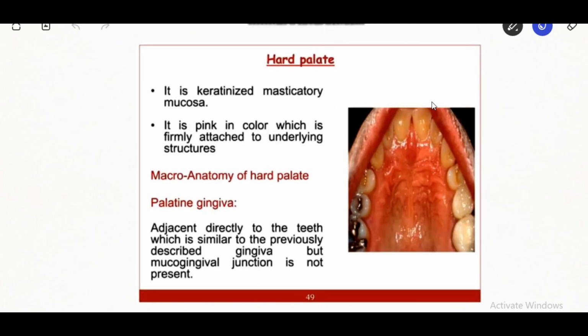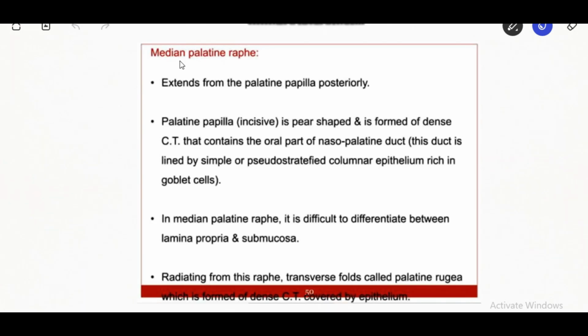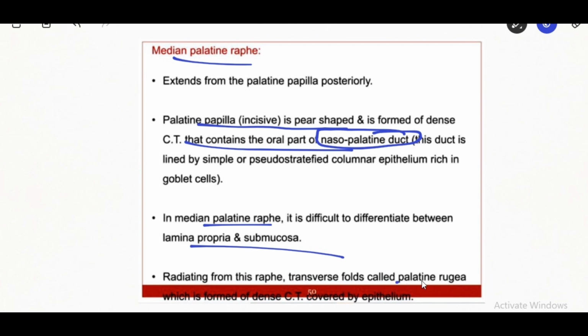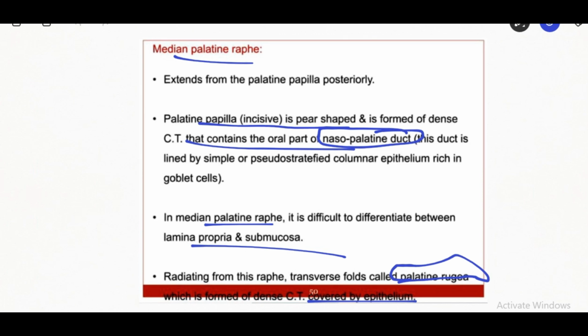The hard palate is keratinized masticatory mucosa. It is pink in color and firmly attached to the underlying mucosa. It has a median palatal raphe that extends from the palatine papilla. It is pear shaped and formed of dense connective tissue that contains the oral part of the nasopalatine duct. This duct is lined by pseudostratified columnar epithelium that is rich in goblet cells.